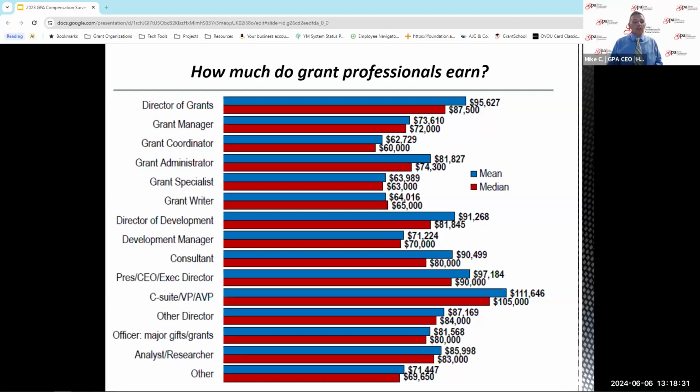So one other thing just to note, because we have such a wide range of professional positions, the organization that we use to help us do this survey also looks at compensation figures from professionals in other areas. For example, the major gifts and grants officers, they look at salary data from other organizations as well to see if our data is in alignment with that. Especially like the C-suite, the vice president positions or executive director positions.